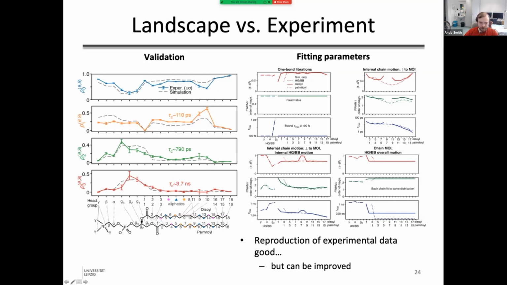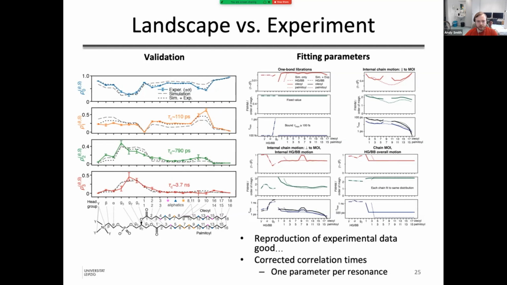And so in the last step, I can refine the parameters for my landscape based on the experiment. That's the new black dotted line here, simulation plus experiment. You see that my agreement improves. I've improved my agreement by adjusting one parameter per experimental resonance. That parameter is basically a scaling factor in the correlation times. For the most part, I increase the internal correlation times.